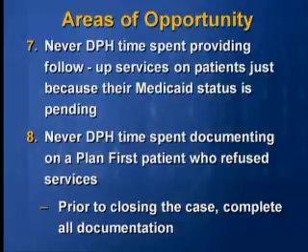And never DPH time spent documenting on a Plan First patient who refused services. By that I mean make sure that you're doing all of your work, including your documentation, before you put the 7 into the SSR. So for example, for a high-risk intensive patient, you would have a 15-6, then a 15-1 where you're recruiting. If the patient refuses, that's fine. The next code is a 15-4. That's time that you spend documenting all of your work. And the last thing you would code is the 15-7. That way you're getting credit for all of the work that you've done.